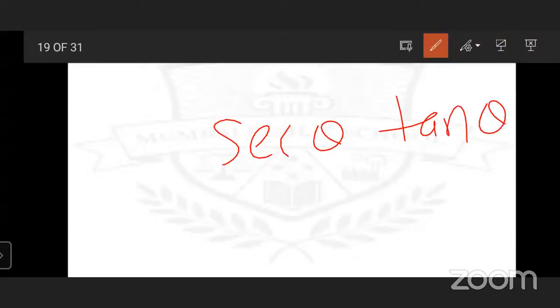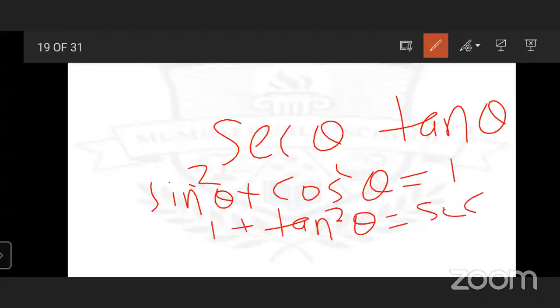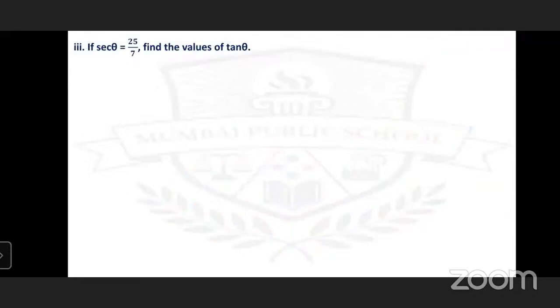Now, we see the three identities. First identity, sine square theta plus cos square theta is equal to 1. Second one is 1 plus tan square theta is equal to sec square theta. And third is 1 plus cot square theta is equal to cosec square theta. So from these three, we apply the identity 1 plus tan square theta is equal to sec square theta. So sec theta is equal to 25 by 7. Then we write 1 plus tan square theta is equal to sec square theta.